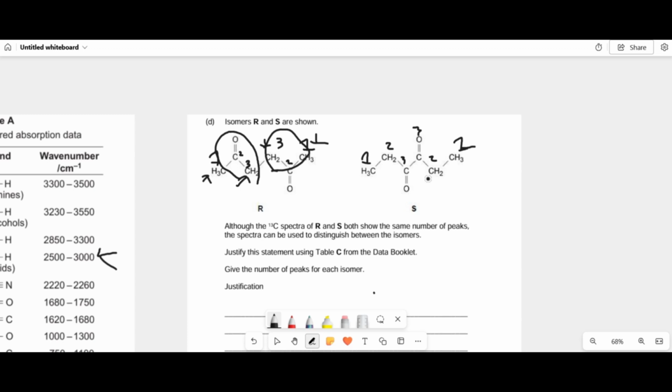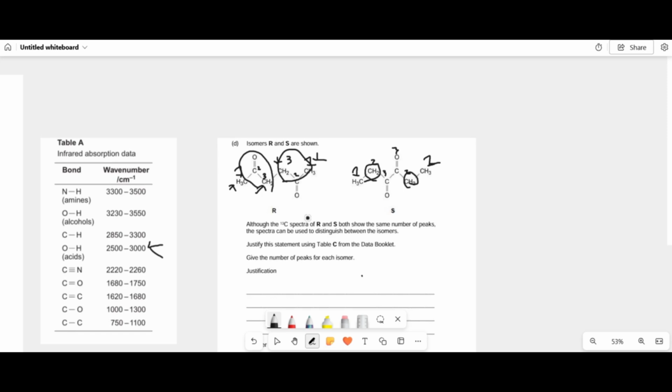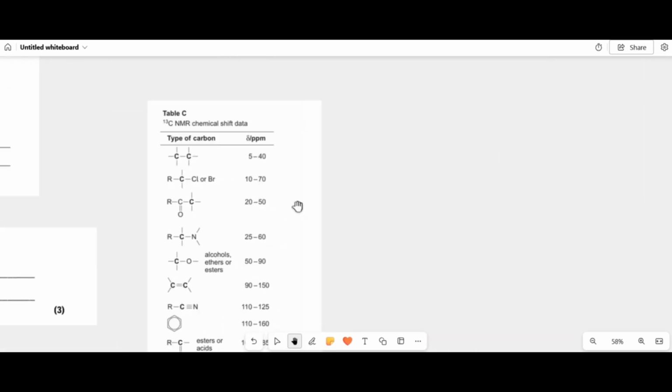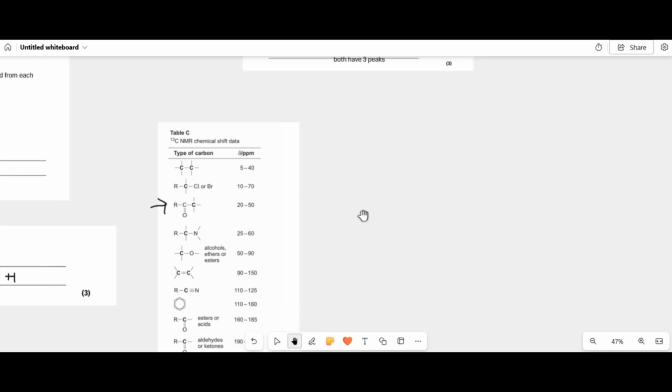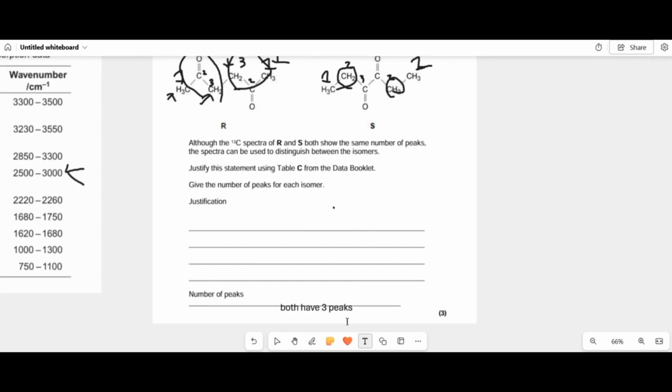S only has 1 peak. The reason it only has 1 peak is because attached to this C is only 1 piece, and attached to this C is only 1 piece, not 2 pieces on each end, yeah? So in this range, R has 2 of these situations, and S has 1 of these situations. You get it? So in the 20 to 50 range, R has 2 peaks.